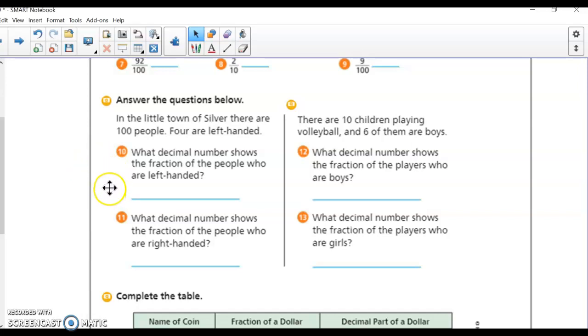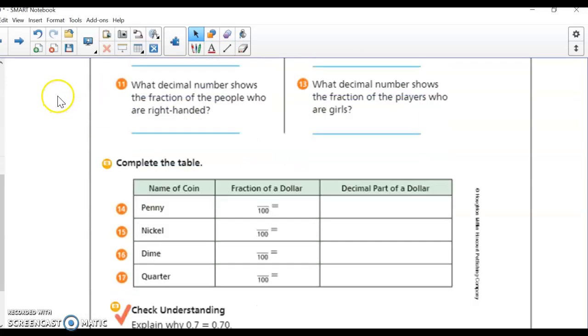right? They're giving you a group of people that's a whole. So here the whole is 100 people. So it's going to be in hundredths. And here the whole is 10 people. So tenths. And then answer the questions that go along with it.